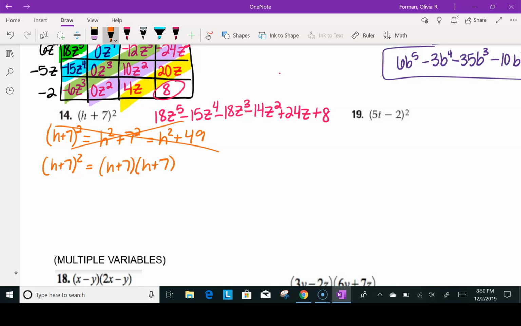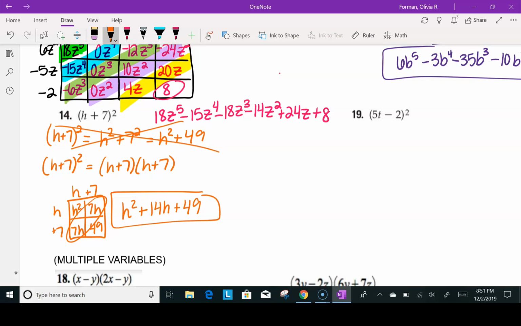Once you have that expanded, you can just either use the box method, the 2x2 box, or do that distributive property we've been working on. I choose to do the box here, so I take h plus 7 times h plus 7. I go and I multiply through, and so you can see me do it here. And then I combine the diagonal right there, h squared plus 14h plus 49 is my final answer there.